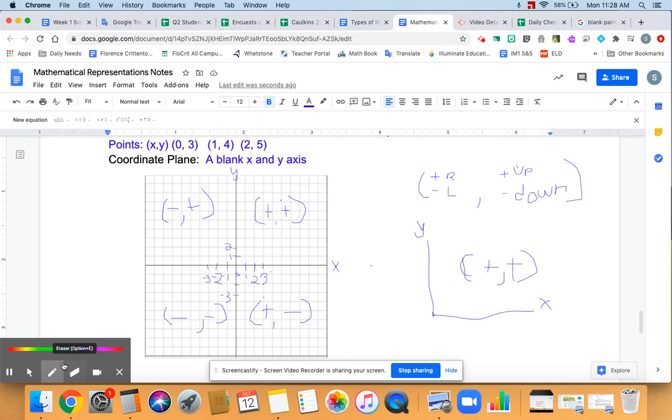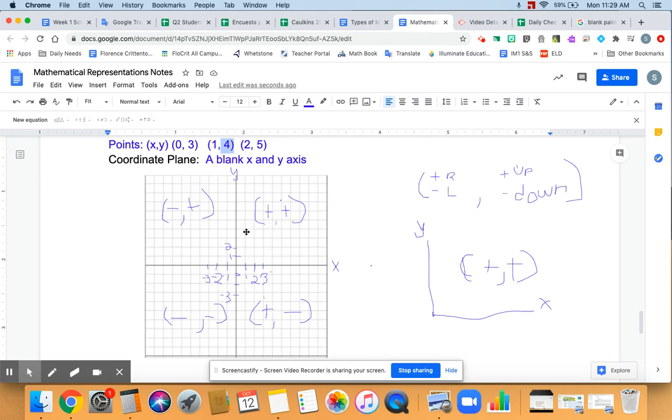So if I were to give you any point in the world to graph, the important part is you always have to do both instructions before graphing. For example, if I wanted to graph 1, 4, this 1 is a positive 1, which means it would go right 1. So I'd have to go right 1, but then I do not put a dot yet. I have to do the other one, the up 4 one.